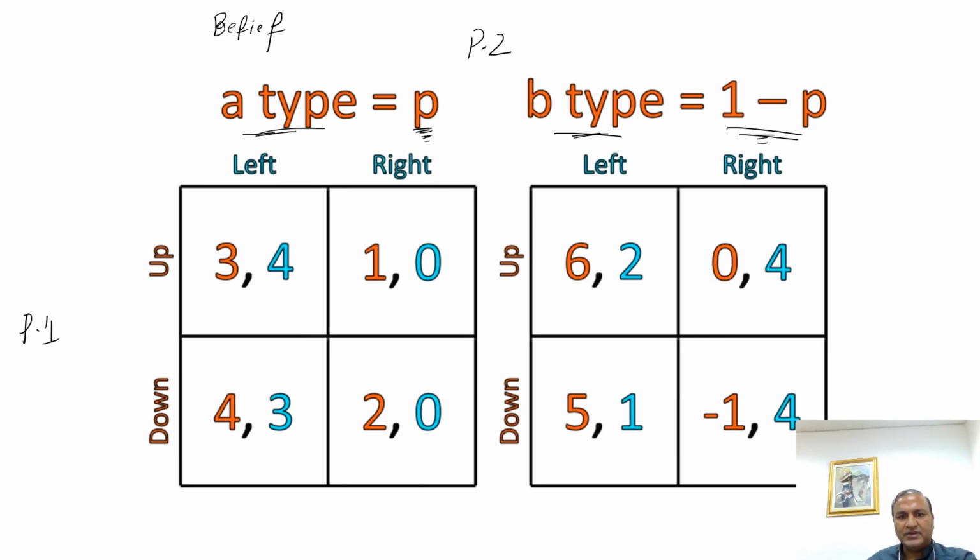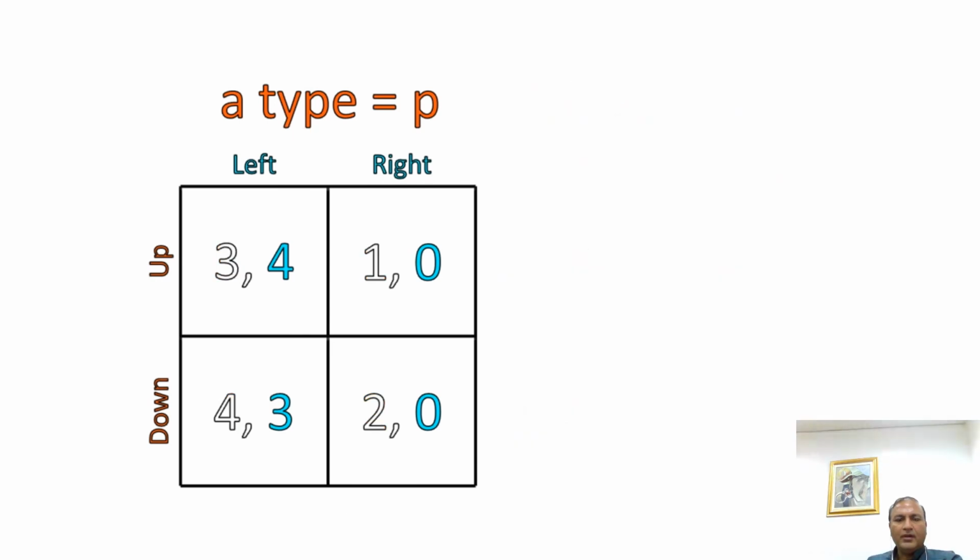And then in each game, for each type of player 1, the payoff matrix is different. So it means that player 2 does not know if he is in this game or in this game. So there is uncertainty, or incomplete information, for player 2 about player 1. Let us now try to solve this game, and we start with player number 2.